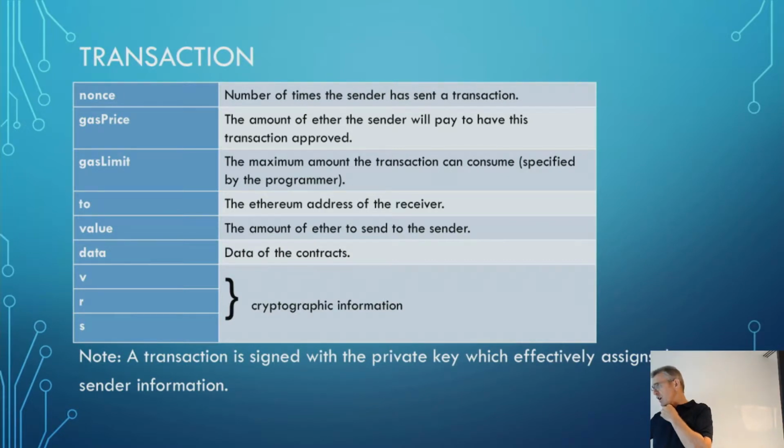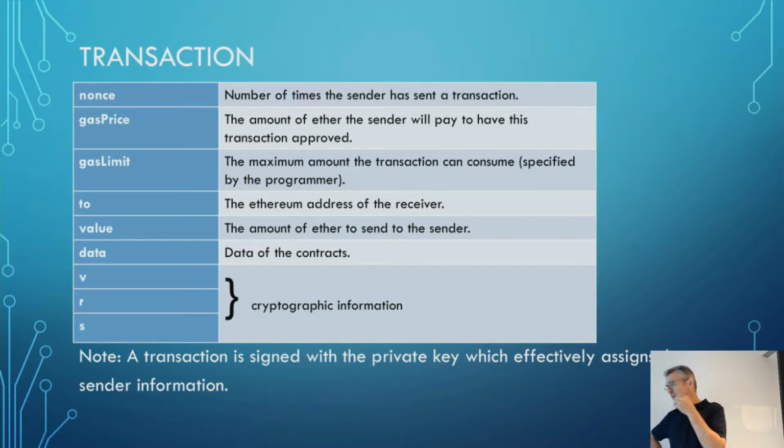Each transaction has a nonce, which is the number of times this person has sent a transaction, so the number of times I've used the network. The gas price, which I'll explain in a little while. The gas limit, the maximum amount the programmer was prepared for a transaction to cost. Who's the receiver of the transaction, and the value of it.